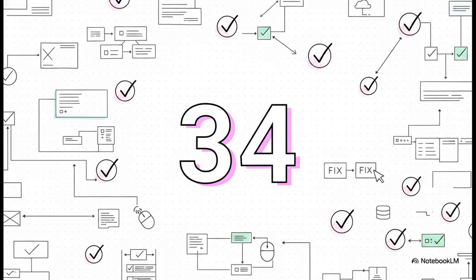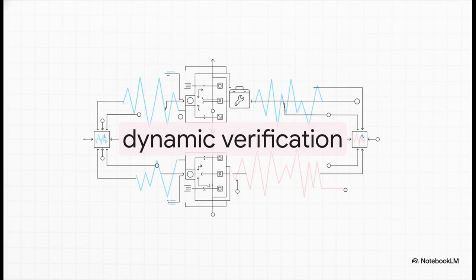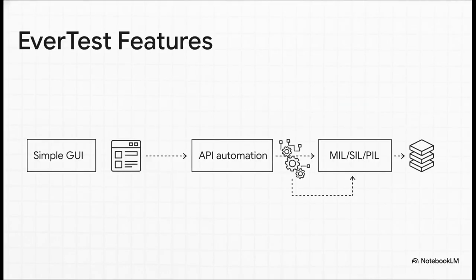Exactly 3/4 of those are mandatory. Even better, most of those violations can literally be fixed with one click. Then there's EverTest. This brings powerful dynamic verification as a fully recognized MATLAB toolbox in their connections program. You get a super simple GUI, an API for test automation, plus full support for MIL, SIL, and PIL testing.